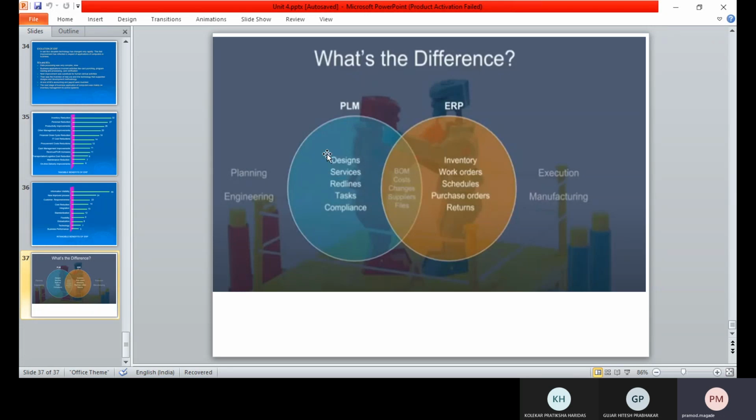In case of design, about tasks, about the R&D team. So it means planning and engineering terms have to be used in case of PLM. Correct. So I'll share the screen related to PLM. Just give me a second so that I can share the screen.